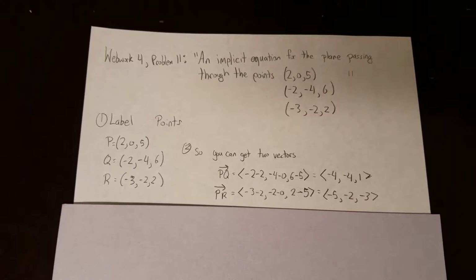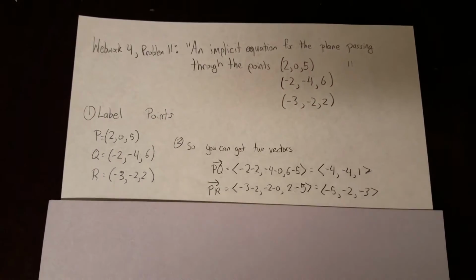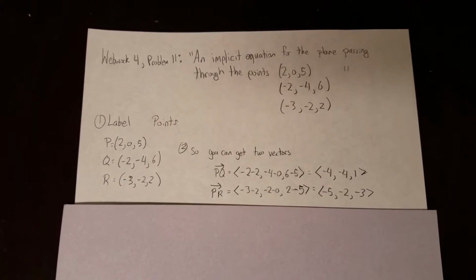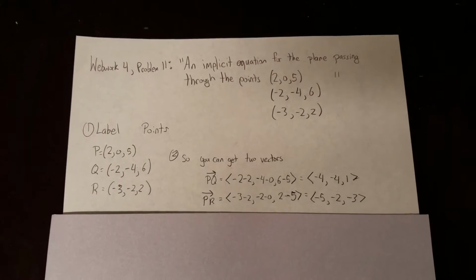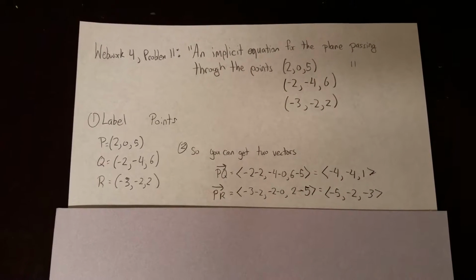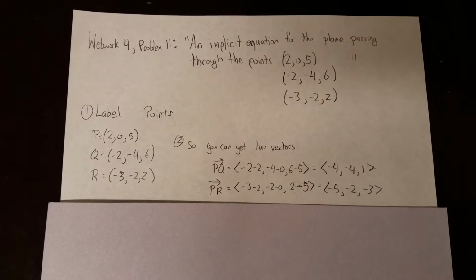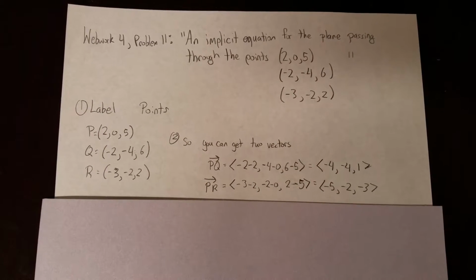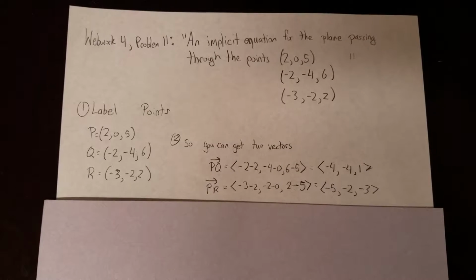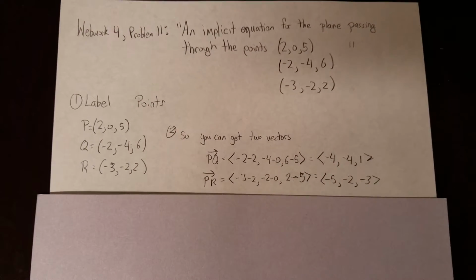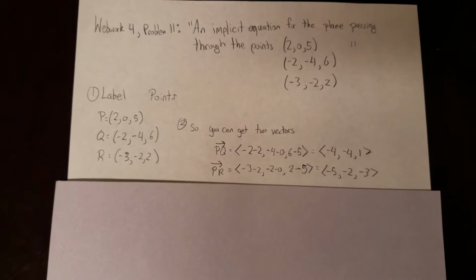So we have vector PQ, we just take the terminal point minus the initial point. So we have -2 minus 2, -4 minus 0, 6 minus 5, which gives us a vector of (-4, -4, 1). And we have the second vector, PR, taken from terminal minus initial. We have -3 minus 2, -2 minus 0, 2 minus 5, and that gives us (-5, -2, -3).